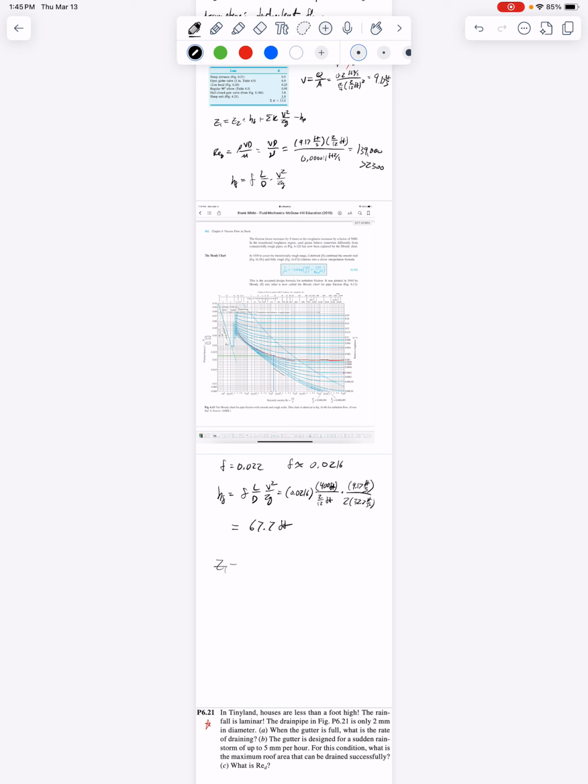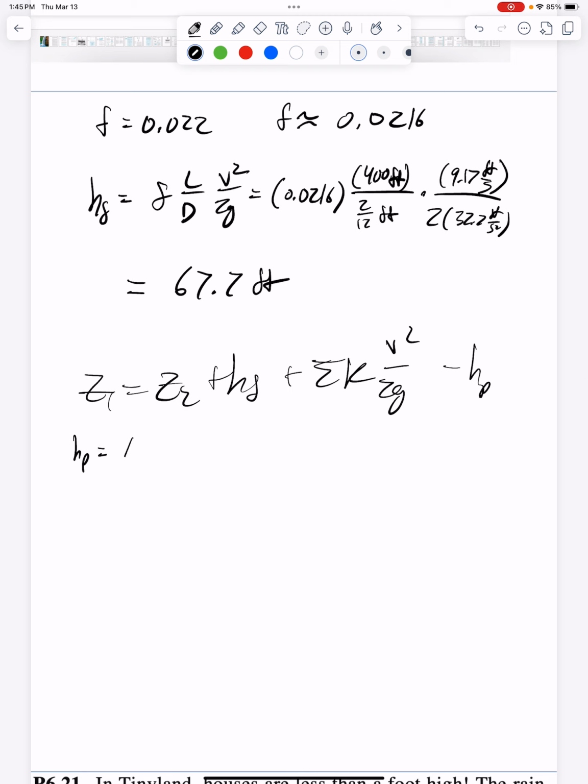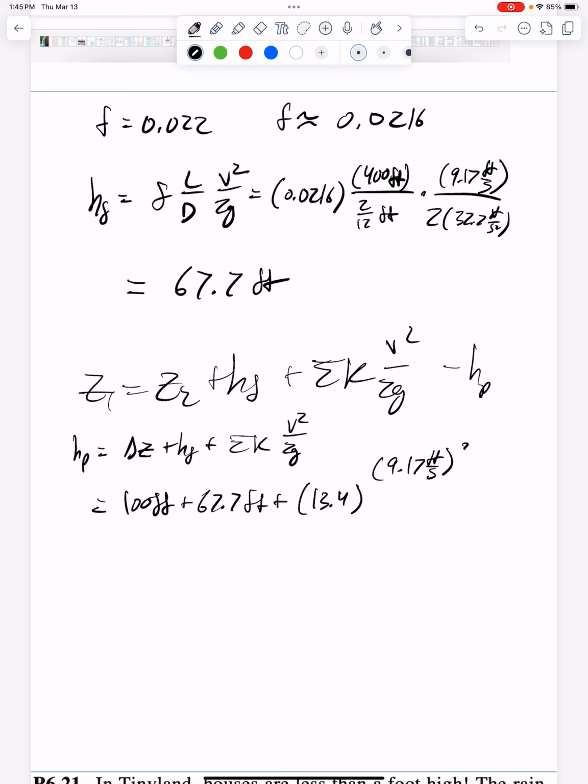Back to our initial expression: Z1 equals Z2 plus hf, plus delta K, V squared over 2g, minus hp. We want to solve for hp, because we want to solve for the pump work required. This equals delta Z plus head loss plus delta K, V squared over 2g. Delta Z, 120 minus 20 feet, 100 feet, plus hf, 67.7 feet, plus delta K, which is 13.4 when everything's summed together, times velocity head, 9.17 feet per second squared, divided by 2 times 32.2 feet per second squared. Overall, hp is equal to 185 feet.